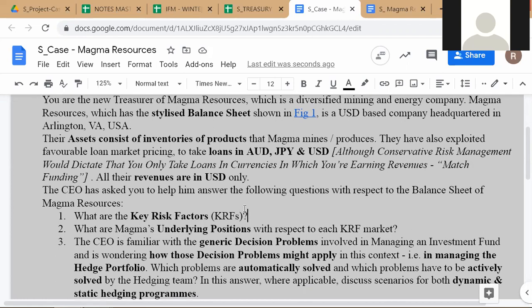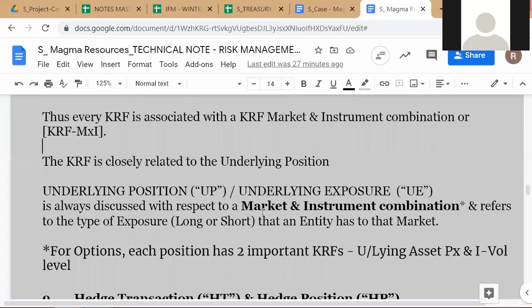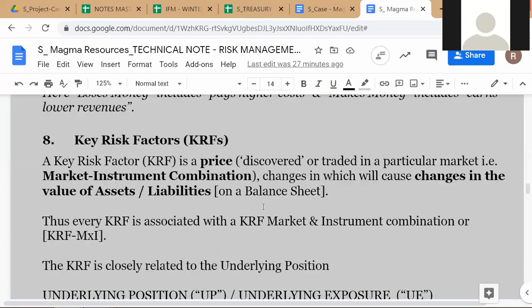Okay, so the first question is, what are the key risk factors? We have already gone through the theoretical understanding of key risk factors, which is here. What did we say? It's a price which will cause changes in the value of assets and liabilities on a balance sheet.